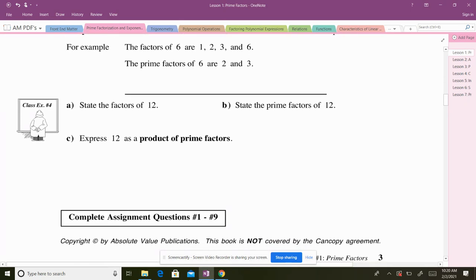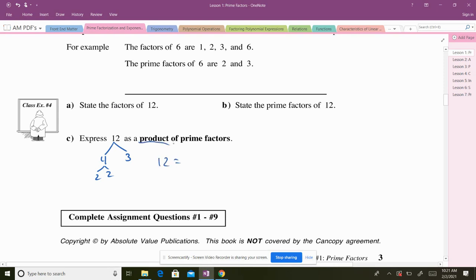All right. 12. Product of prime factors basically means write out all the prime factors. So we'll branch a tree diagram. What multiplies to 12? 4 and 3. Is 3 prime? Yes, you cannot break 3 down anymore. Can you break the 4 down? Can you break the 2's down? You can't break it into 1 and 1. So you're done.